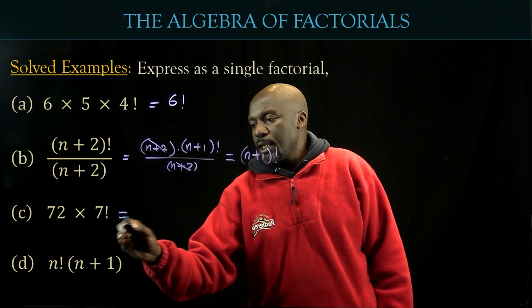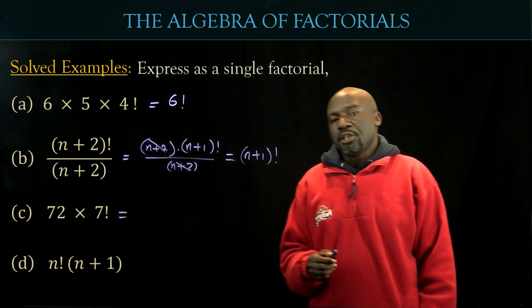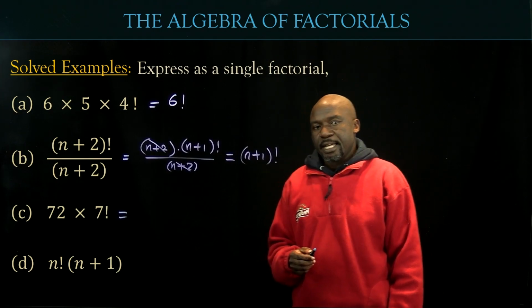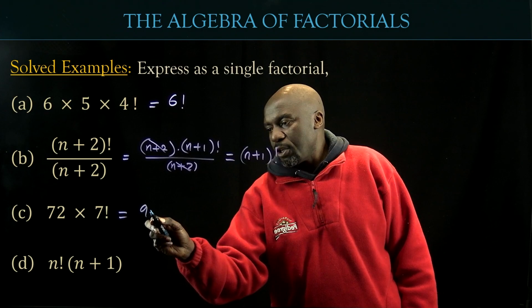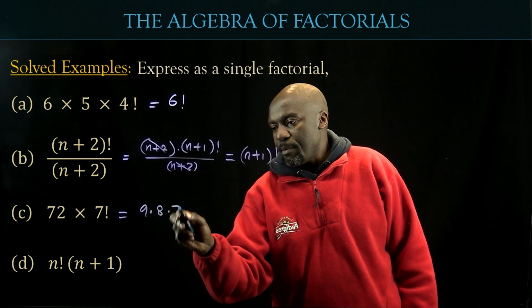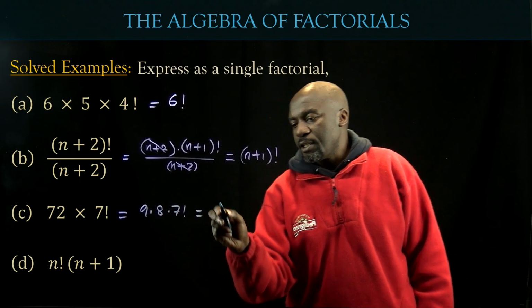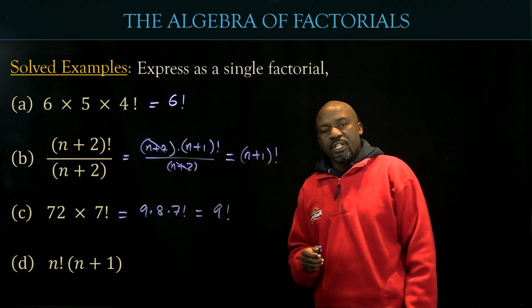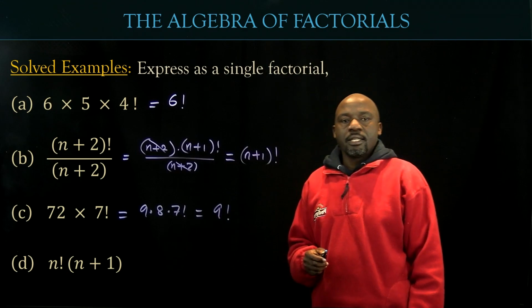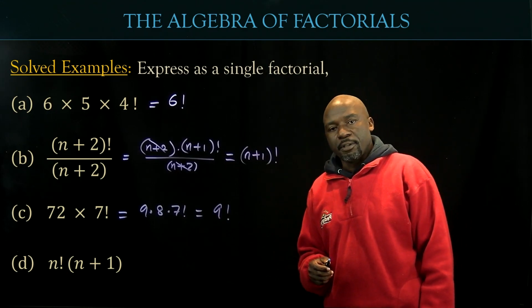Now 72 is the same as 9 times 8. So we can write 72 as 9 multiplied by 8 multiplied by 7 factorial. And so this is just 9 factorial. So 72 times 7 factorial is the same thing as 9 factorial.